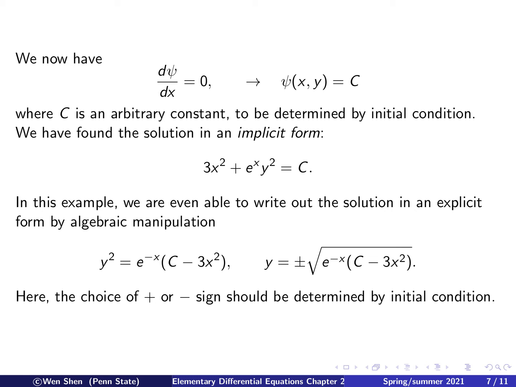In this example, this is a rather simple kind of implicit form. We can try to move everything with x to the right hand side and write it out in an explicit way. So we can move this term to the right and then divide both sides by e to the x. So we get y squared is e to the negative x times the bracket c minus 3x squared. And then we can take the square root and write out y as a function of x with a plus and minus sign. So here the constant c and the sign, plus or minus, should eventually be determined by the initial condition.